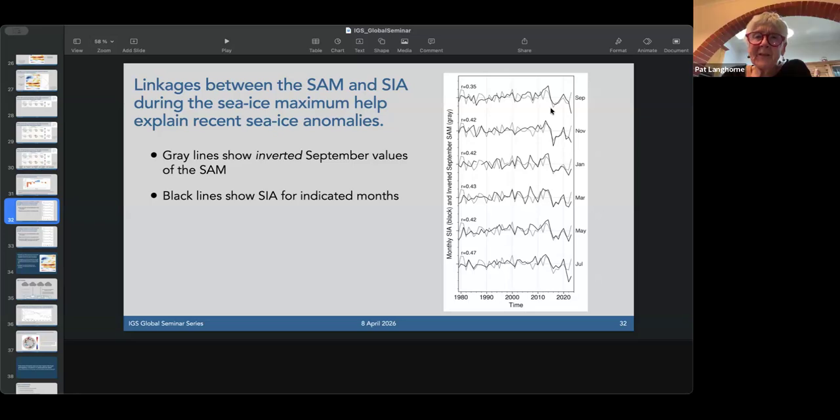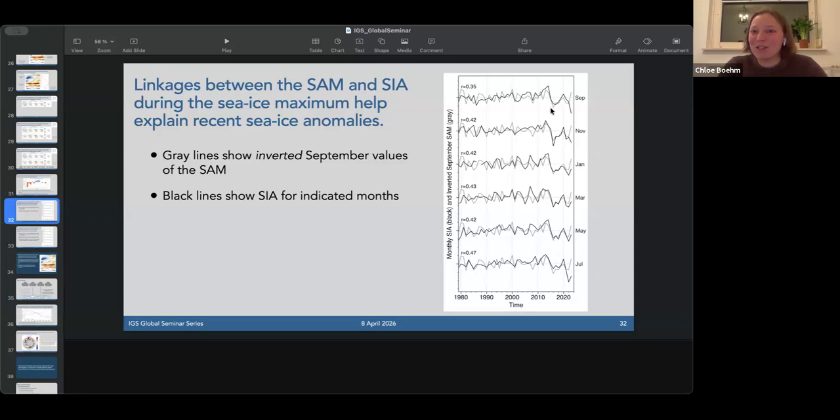Thank you. That was fantastic, Chloe. Just in relation to this picture that's up in front of us, there's a very obvious discrepancy between the SAM and the September sea ice anomalies in recent years. Any ideas?